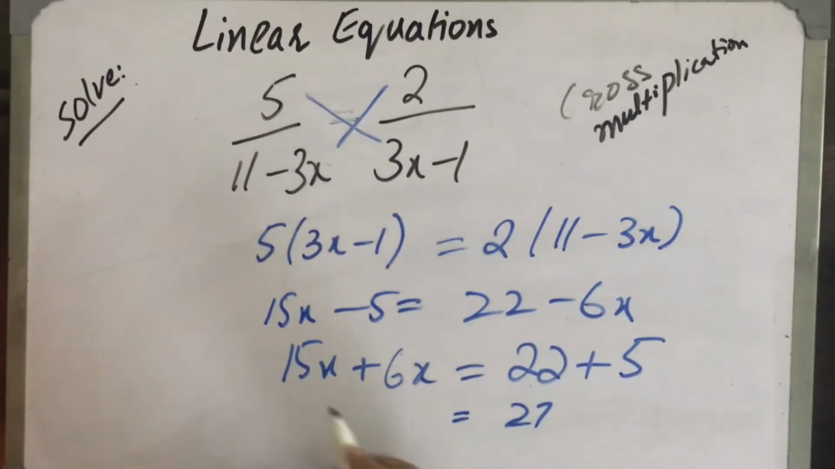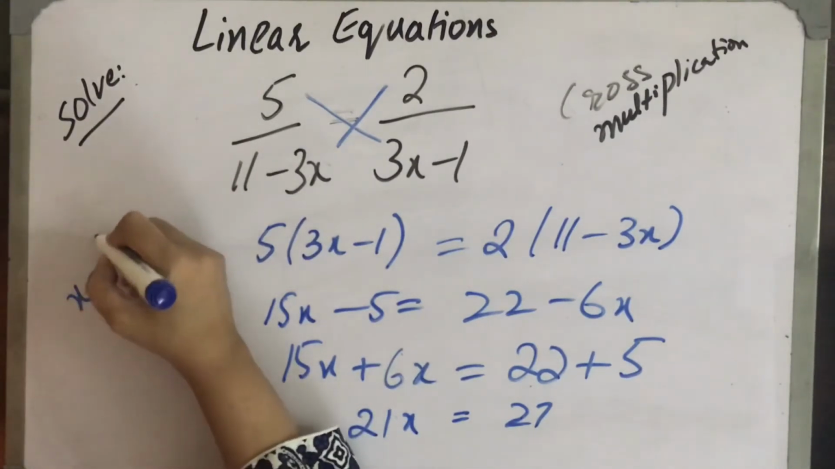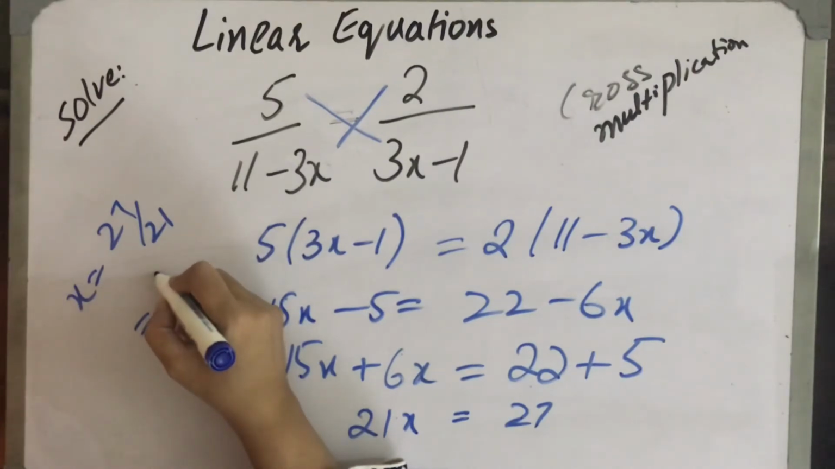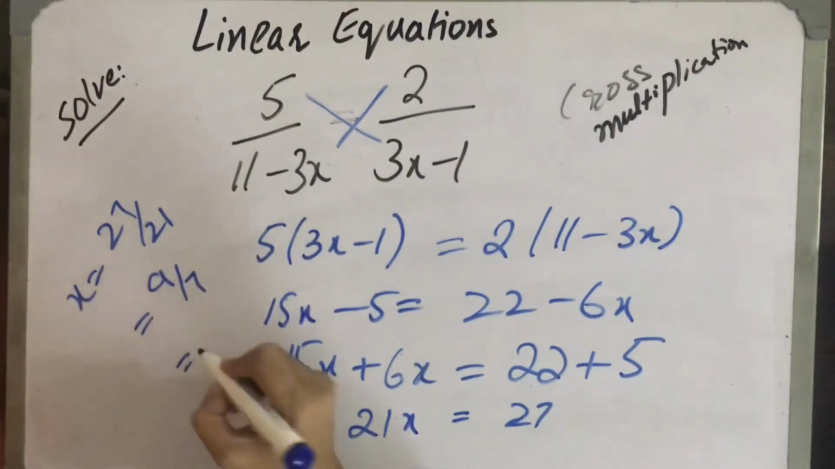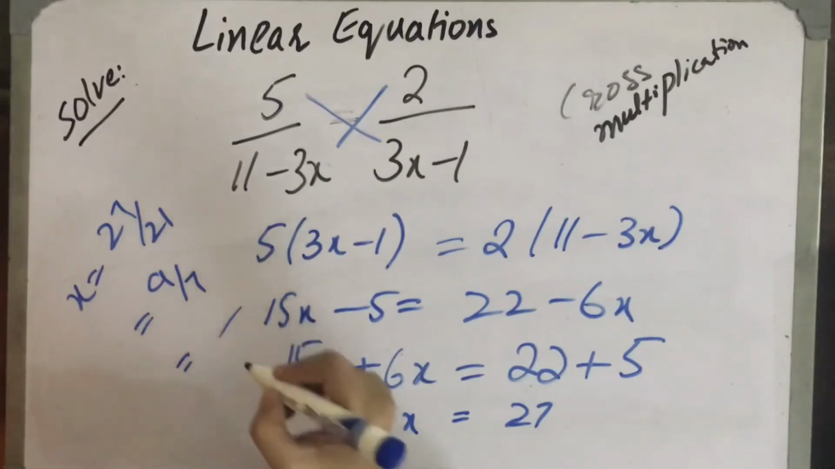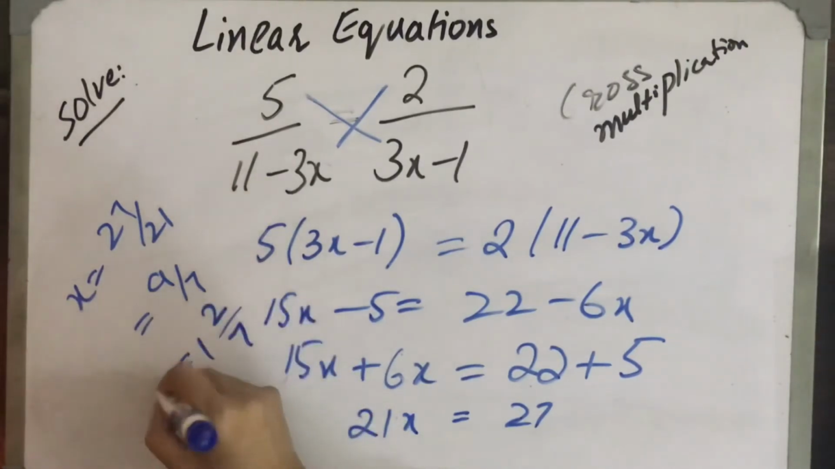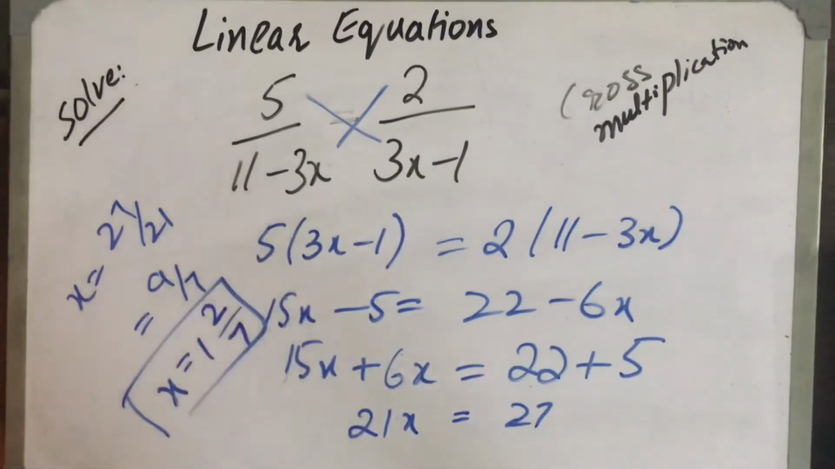27, and 15 plus 6 is 21. Both are in the table of 3. 27 divided by 21 will give me 9 over 7, and it's an improper fraction, so I shall convert it into a mixed number. 7, 1 times 7 is 7, 8, 9, 2 left. So 1 whole 2 by 7 is the answer.